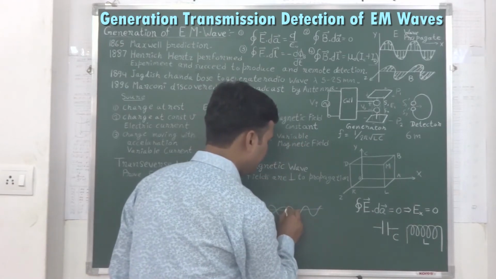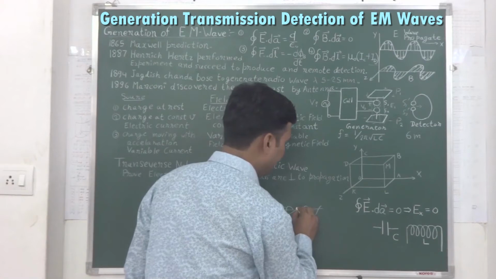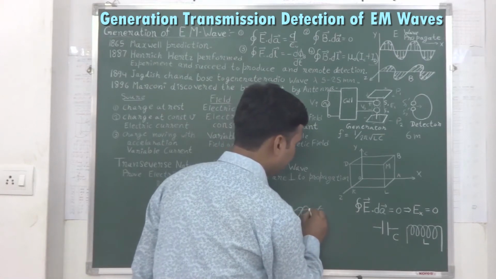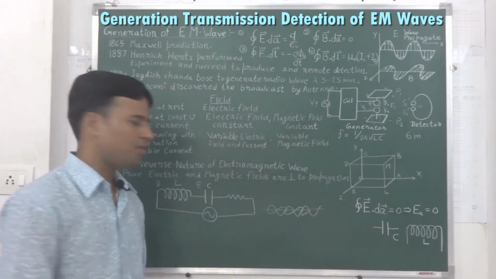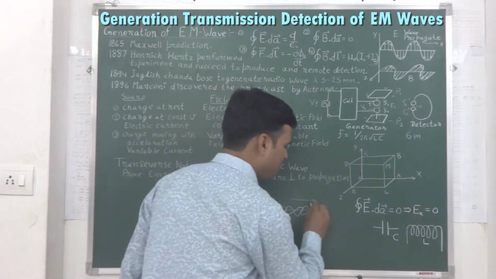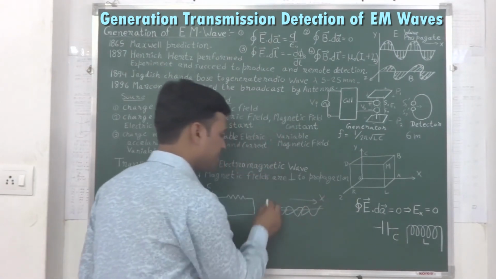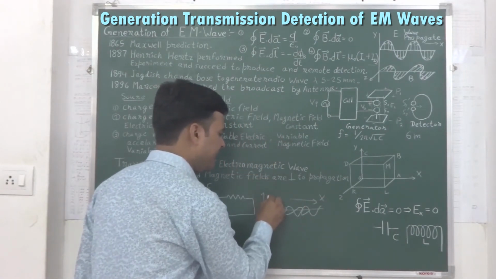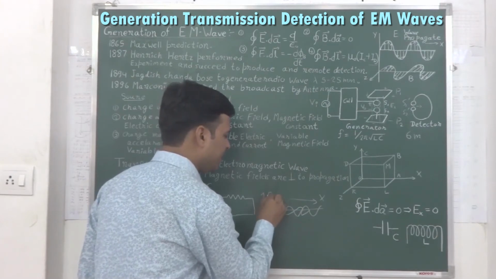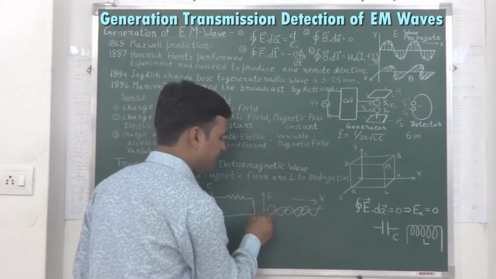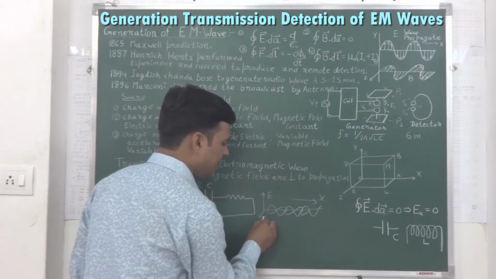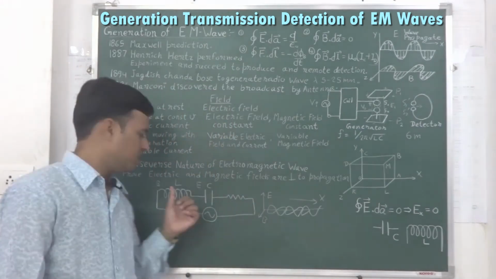These are perpendicular electric and magnetic fields which can show a wave propagating in x direction. In y direction we considered electric field, in z direction we considered magnetic field.